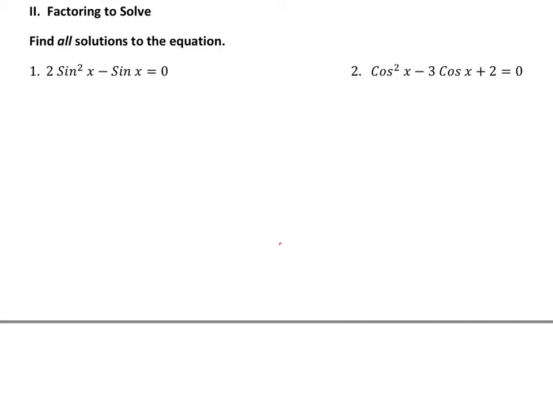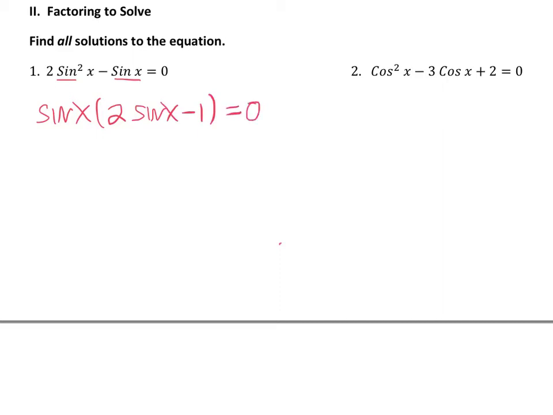Okay, we look at number one. Well, we know we couldn't get sine by itself for number one, because not only do you have sine of x, but you have sine squared. So this is one where we pull out a sine. Each of these has a sine, so we pull out sine of x, that's our GCF. Then on the inside we get 2 sine of x minus 1 equals 0.